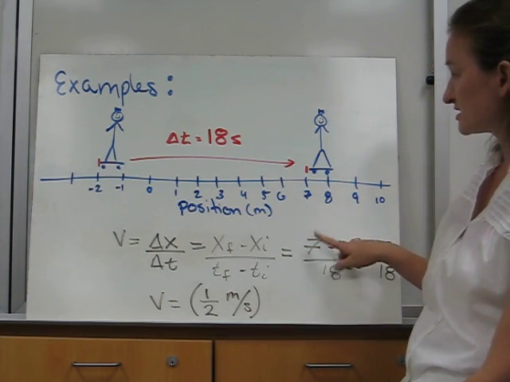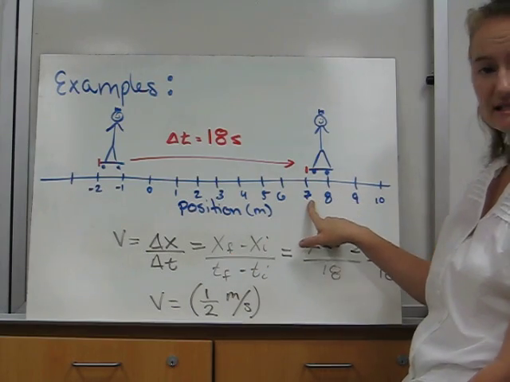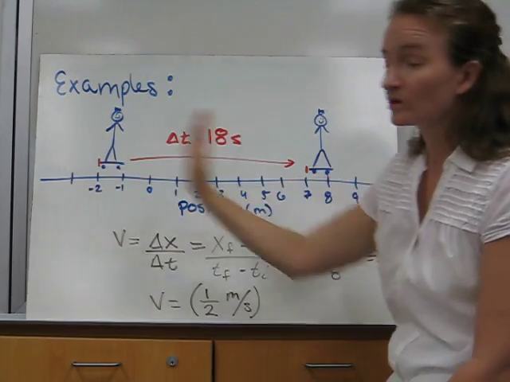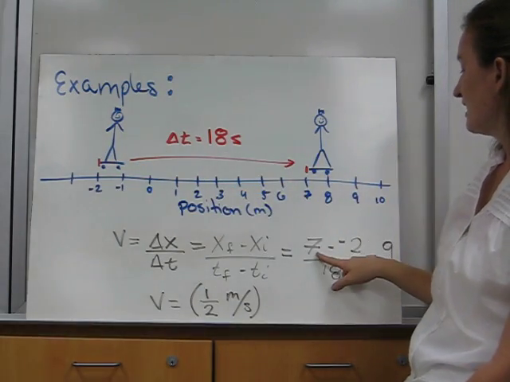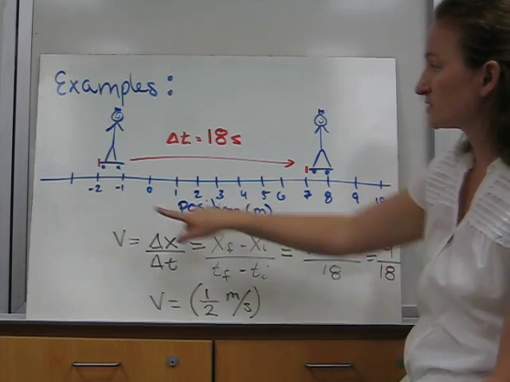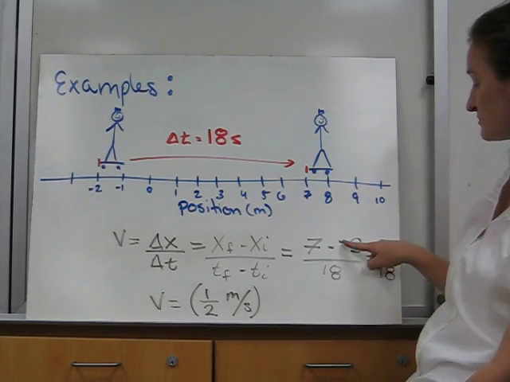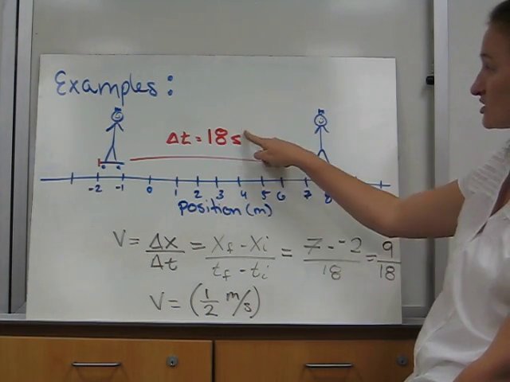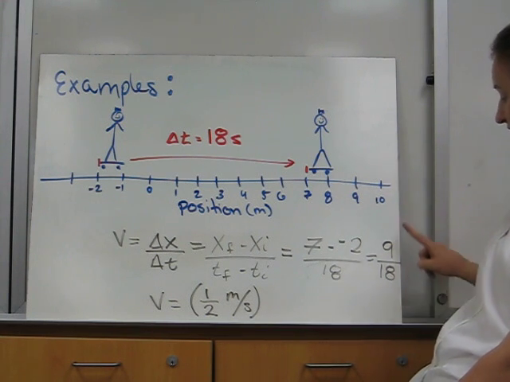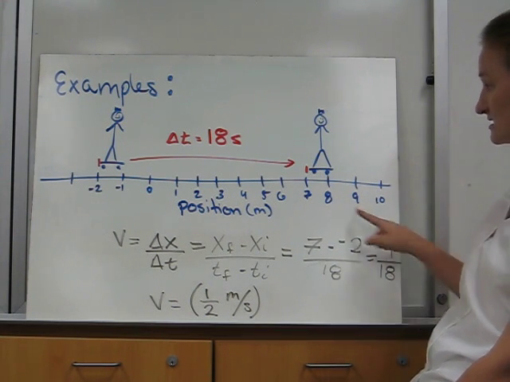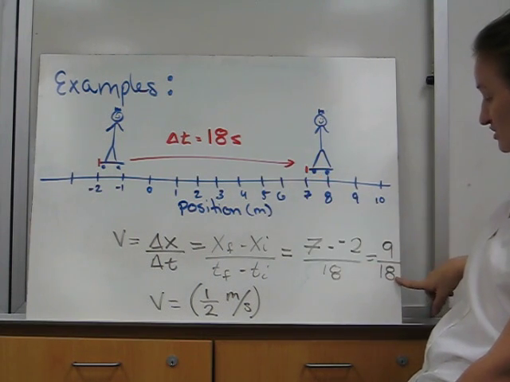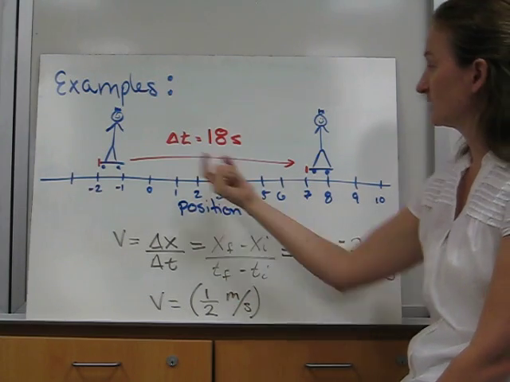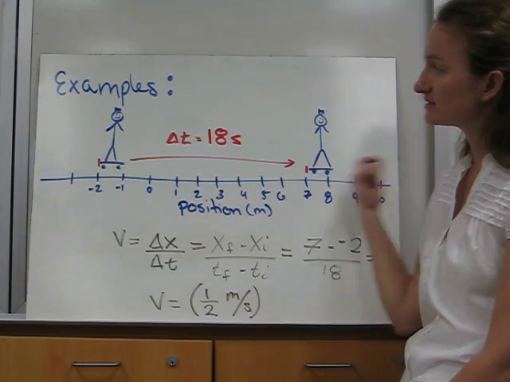So our final position, x final, is at 7. We're using the back of the skateboard as our reference, or as our measurement point, so we use the same method in both cases. 7 minus the initial position, which was -2. So 7 minus -2, a negative and a negative makes a positive, which gives us a 9. And it took 18 seconds, so there's our 18. So it's 9 divided by 18, and this is measured in meters, and the time is measured in seconds. So if we simplify this, we get 1/2 a meter per second is this boy's velocity on this timeline.